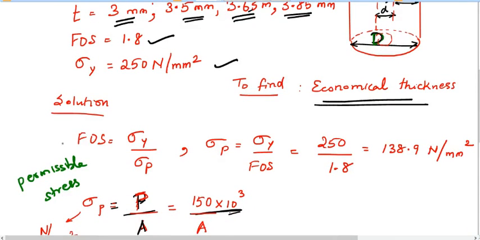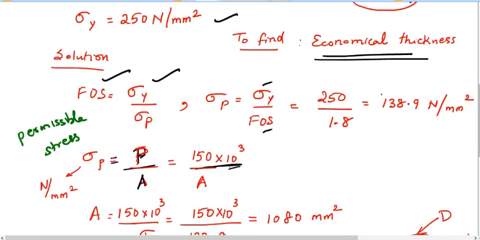We know that factor of safety is equal to yield stress by permissible stress. The yield stress is given and factor of safety is given. So from this equation you find what is the permissible stress. So permissible stress is equal to yield stress divided by factor of safety, that is 250 divided by 1.8. It will be giving you 138.9 Newton per mm square. So this unit you have to note, because yield stress is in Newton per mm square. So your final value, that is the permissible stress, is in Newton per mm square.